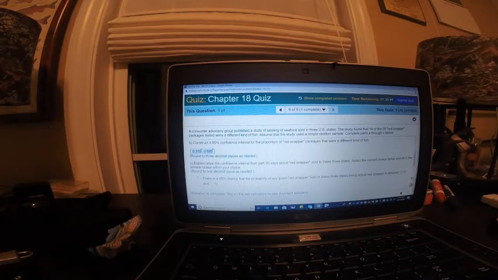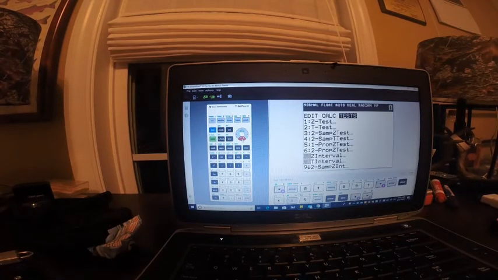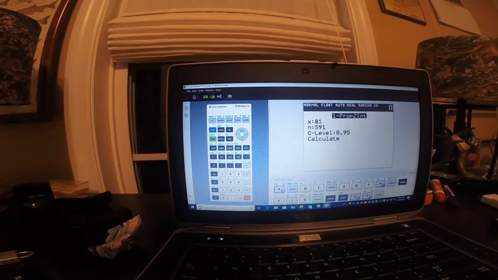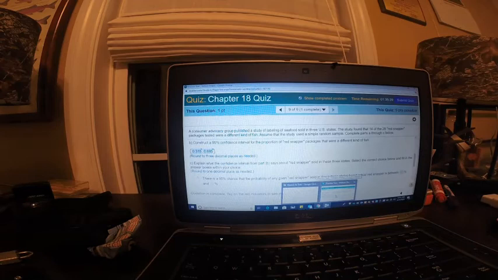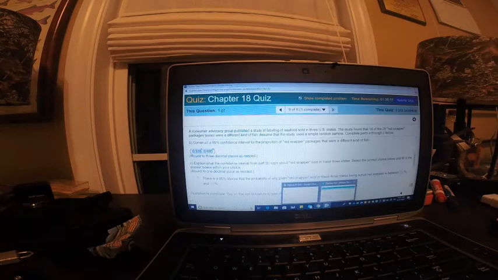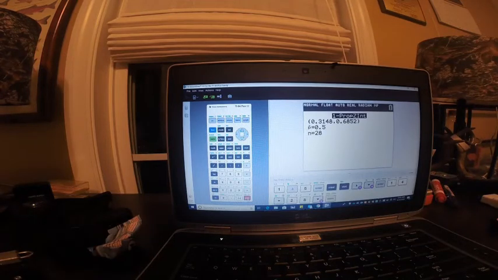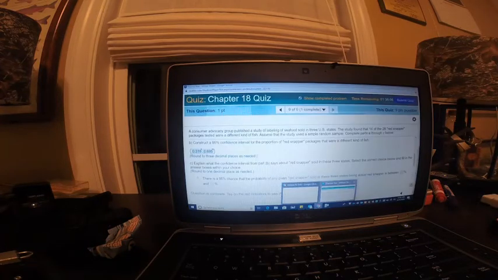B says construct a 95% confidence interval for the proportion of red snapper packages that were a different kind of fish. Okay, got a calculator here. Gotta pull it up, clear it out, stat, test, 1 proportion Z interval. Okay, we can do this. Let's see what we're working with here. 14 out of 28, so X is 14, N is 28. What percent confidence were we working with here? It is indeed 95. Leave that there. Hit calculate. We get somewhere between 31 and 68%, which should be exactly what I have here. Yep.